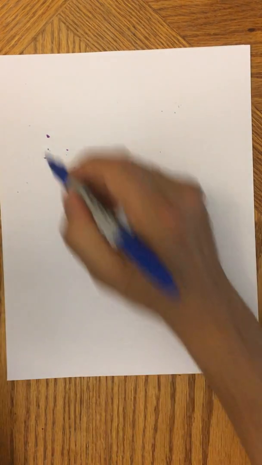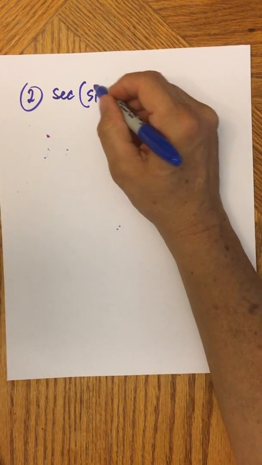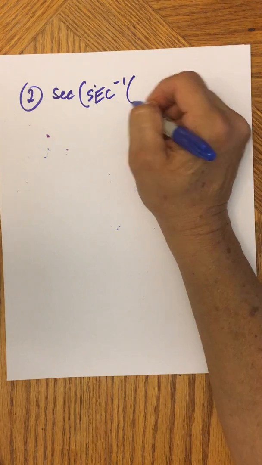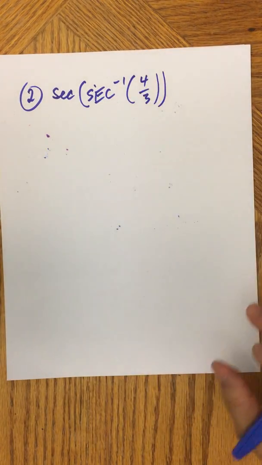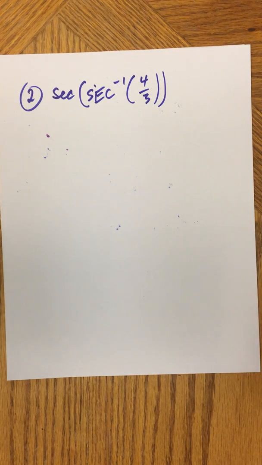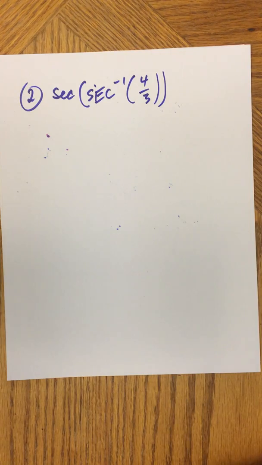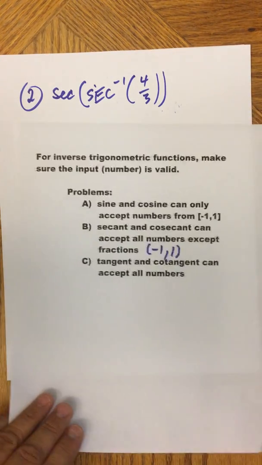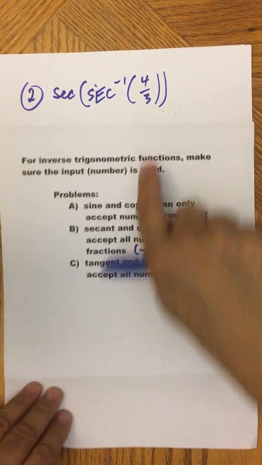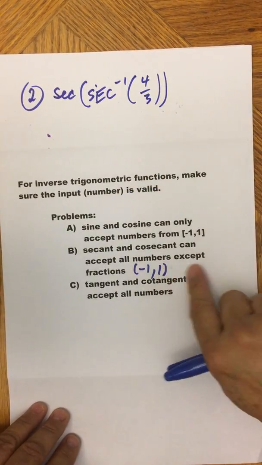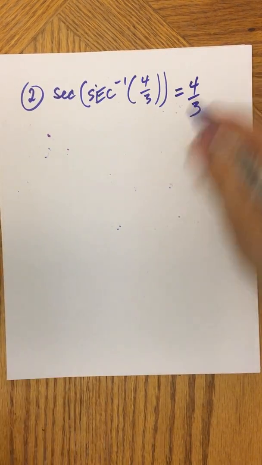And number 2. Secant of, secant inverse of 4/3. Now here the inverse trig function is on the inside, and I need to see if this is a valid input. Remember, we can handle all numbers except numbers that are between -1 and 1. So 4/3 is greater than 1, so that's fine. We can use the cancellation law and just say, oh, 4/3.